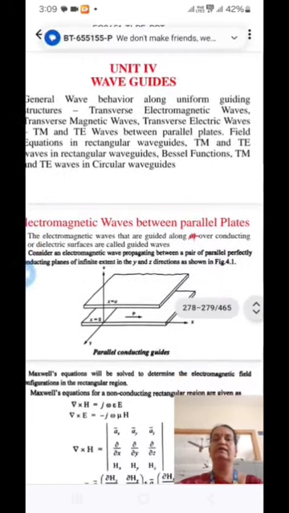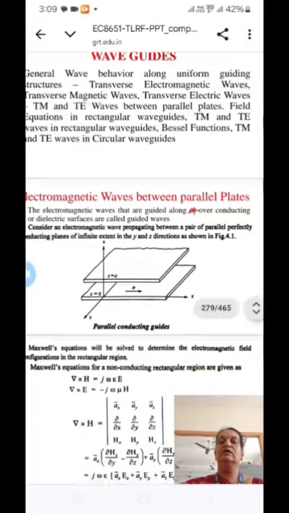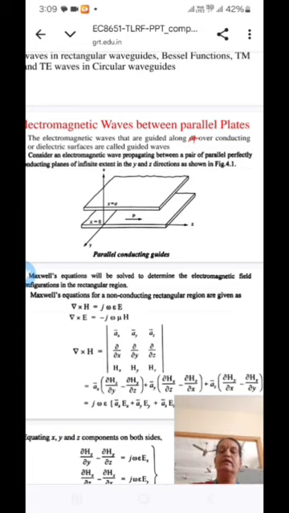Let us see the diagram of it. The two parallel plates are kept at x equal to 0 and x equal to a. Between the two parallel plates, we will assume the wave to travel. For that, we first assume Maxwell's equations of two kinds, one related to H and the other related to the electric field, that is del cross E.